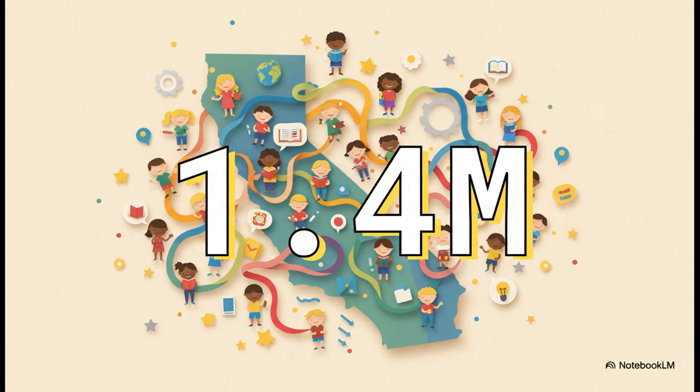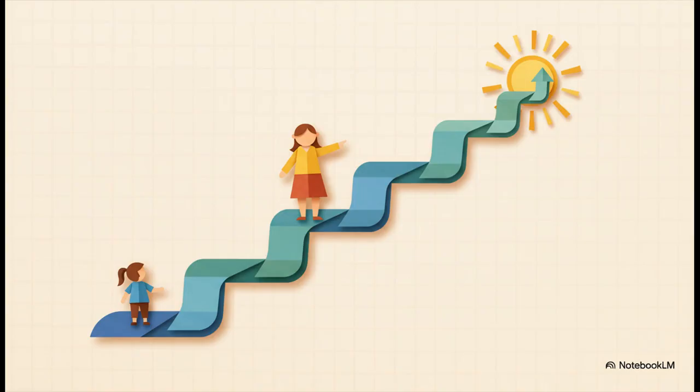And to really get the scale of this, look at this number, 1.4 million. That's how many students in California are classified as English learners. That's almost 20% of the entire student population. You know, with that many students, having a consistent statewide way to track their progress isn't just a nice idea. It's absolutely essential. And it's so important to remember that the Summative ELPAC isn't just about getting a score at the end of the year.